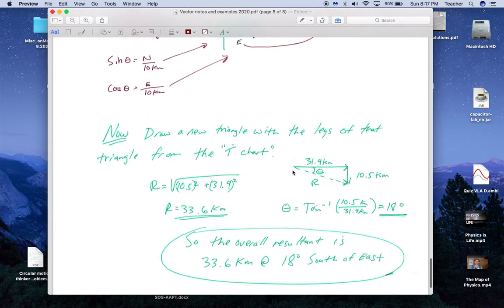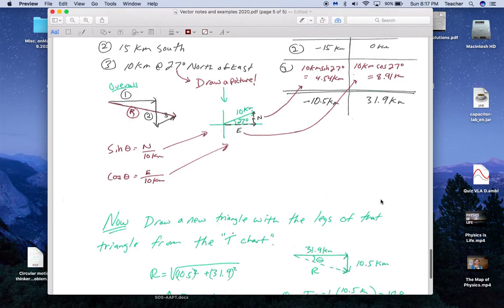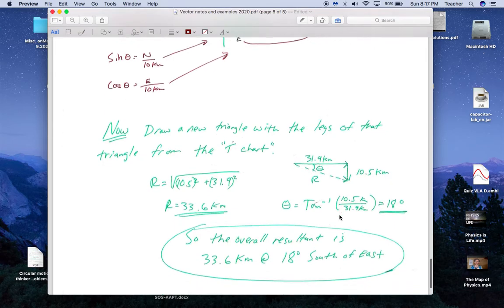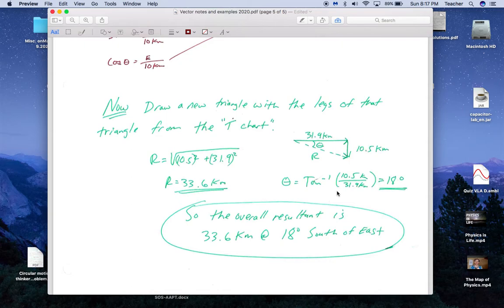So I'm going to start east. I always tend to like to start with a longer leg of the triangle. So that's 31.9 kilometers. And then I've got negative north, so that's south. So I'm going to draw an arrow south of 10.5 kilometers. And then my resultant is connecting the tail of the first vector to the arrow tip or head of the last vector. So my resultant is going to be to the southeast. How much? I'm going to use Pythagorean Theorem, and I get 33.6 kilometers.